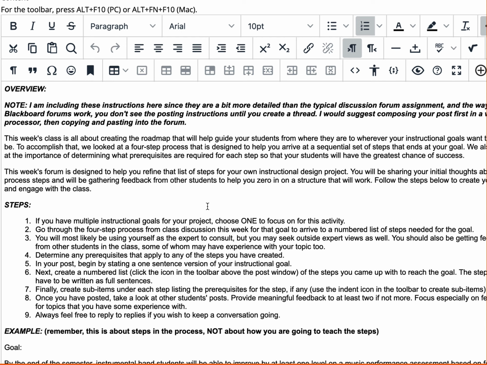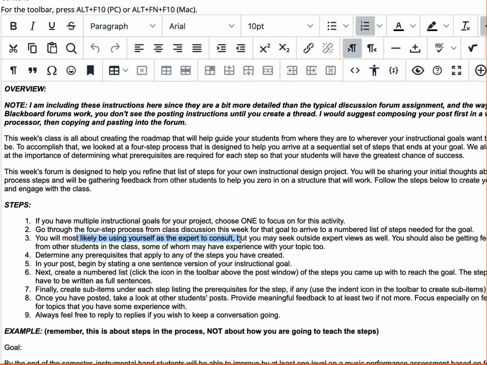So if you're a math teacher and you post something that's a math topic, then other math teachers would know to maybe look in on that one and give you some feedback from that perspective. So the steps: if you have multiple goals, you're going to pick one. Then you're going to go through that 4-step process. And you don't need to turn in the 4-step process. You can document that on your own however you want. The end result is you want to end up at that numbered list of steps. You will most likely be using yourself as the expert, but feel free to use outside help as well.